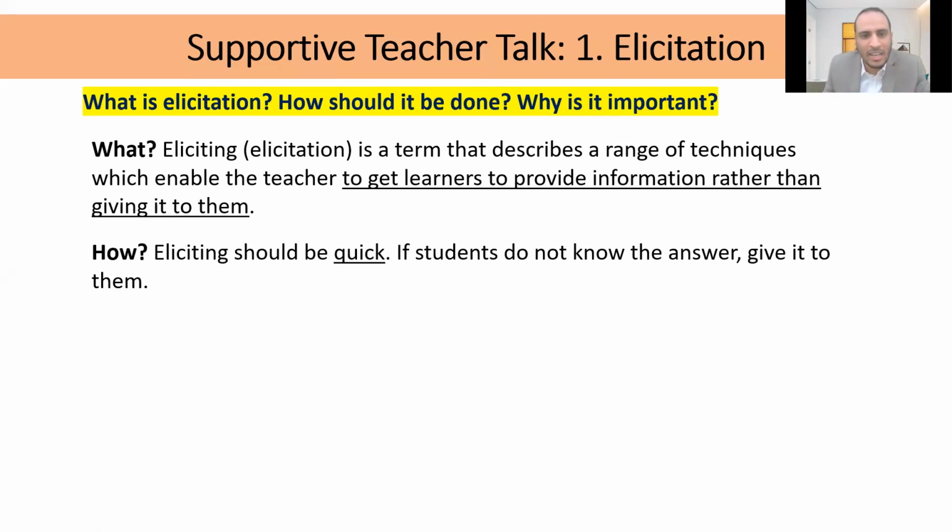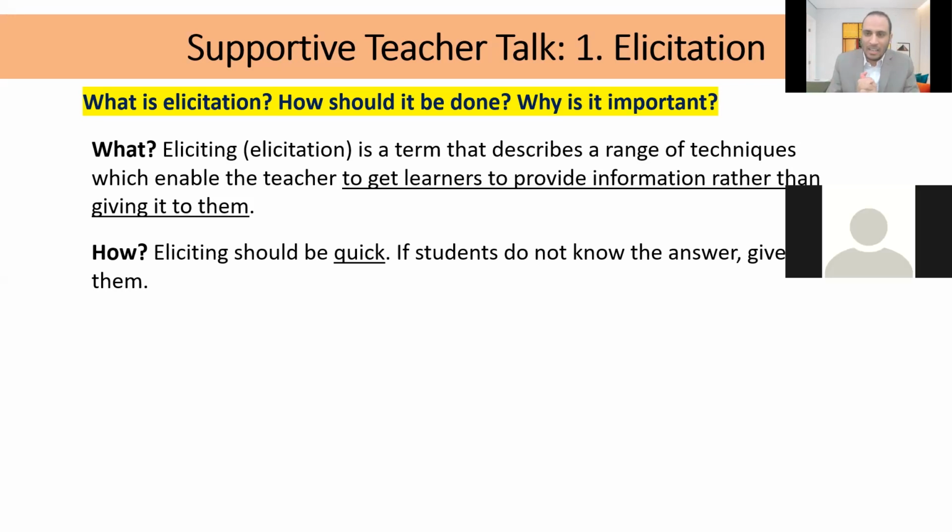So we connect what students know with what students don't know, what is old and what is new. And as you said, it should be quick. If you ask a question, you expect students to give answers. If they didn't give answers, don't wait for too long. They will feel nervous. They will feel like, oh, are we stupid? We should know the answer to this question. No, you elicit. If they don't know, what should you do? Give it to them. Yes, exactly. If they don't know the answer, give it to them, cut it short.